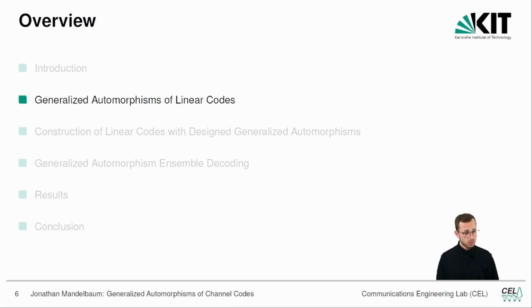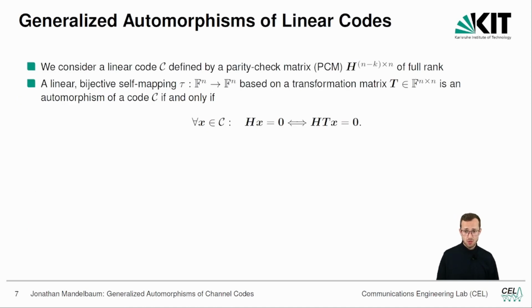To do so, we're going to analyze the generalized automorphism group of linear codes, and to this end we consider a linear code which can be fully defined by a parity check matrix H, and we assume that this parity check matrix is of full rank just for simplicity of the derivations.